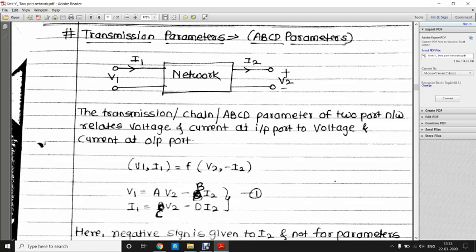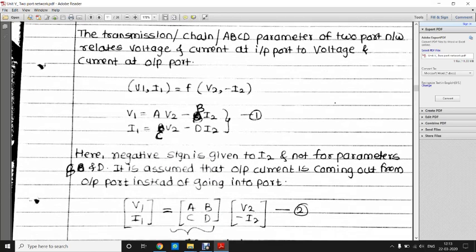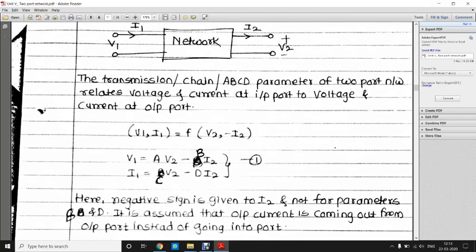You will get a transmission parameter when the voltage and current at the input port are represented in terms of the voltage and current at the output port. So this is equation number 1: V1 equal to A V2 minus B I2, and I1 equal to C V2 minus D I2. You have to consider one point: here the negative sign is given to I2 and not to the parameters B and D, because it is assumed that the output current is coming out from the network.